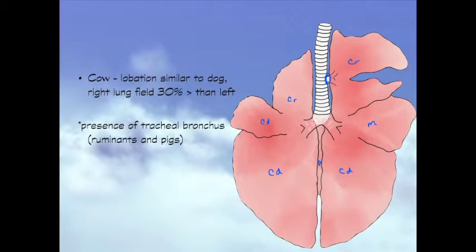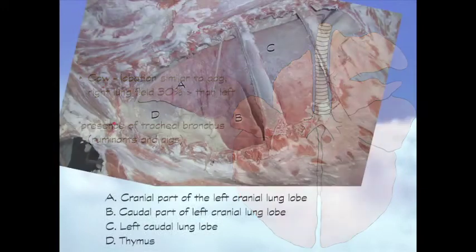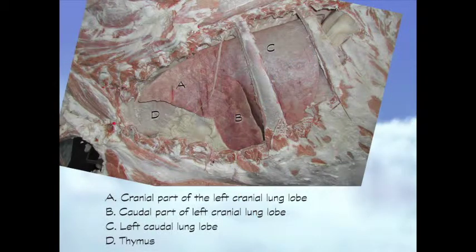And as we'll see in this next image, the lobulation is also very prominent. So you can actually see the little lobules within the lung here with the interlobular connective tissue. So once again, the cranial and caudal part of the cranial lobe of the left lung, the caudal lobe of the left lung is C, and in this particular specimen we do have some thymus within that cranial mediastinum.